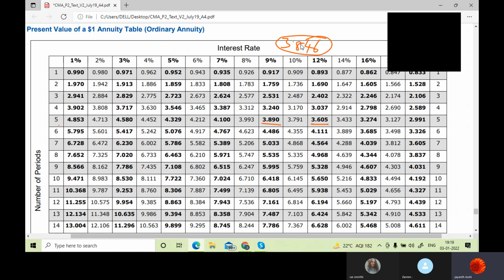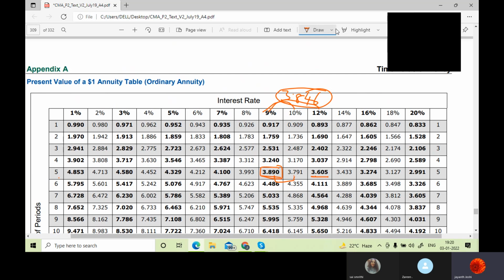3.846 is lying between what? Can you see here? It lies between 3.605, then 3.791, then 3.890. So it lies between 9 and 10%, because 3.846 is bigger than 3.791 and smaller than 3.890. The 3.846 you got by dividing the initial investment by the cash inflow is nothing but like a return.